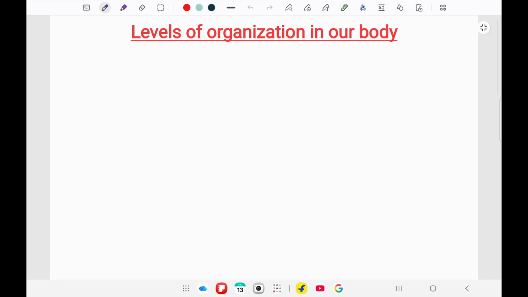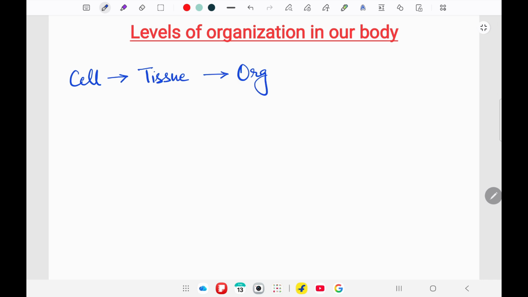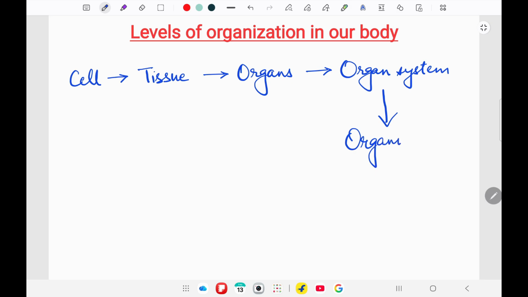What are the levels of organization? We start with a single cell called zygote. These cells, they divide to form tissue. The tissues come together to form organs. These organs come together to form organ system. And these organ system forms the organism. This organism can be you, me, the plants, the animals and all other multicellular organisms that you find around you.